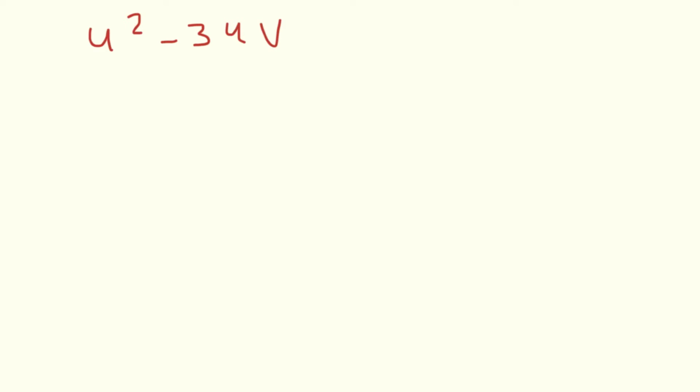u square minus 3uv minus 4uv. Now I still have 4 terms, 1, 2, 3, 4. Seems a little bit more complicated. It has positive, it has negative, different powers. So you should think carefully here.